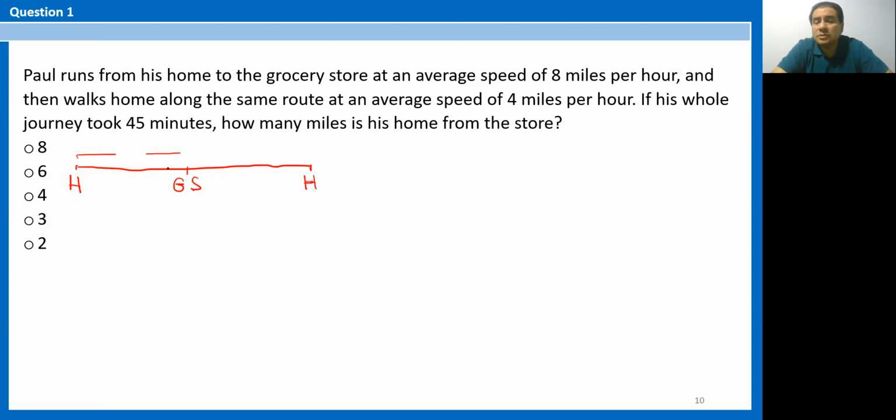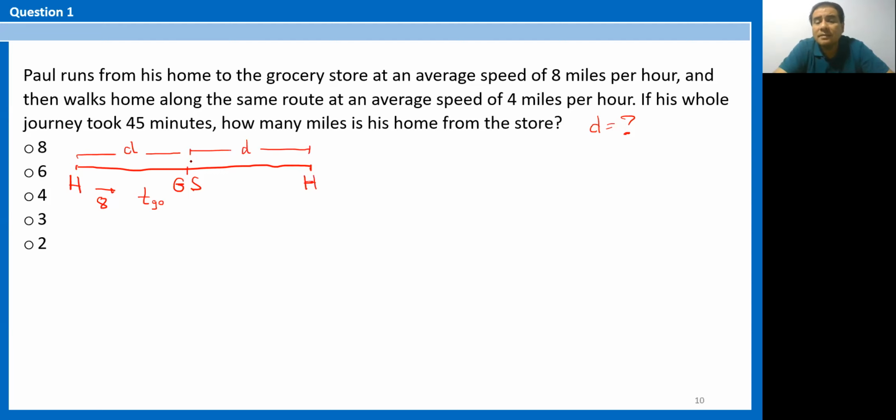Okay, so on the way to the grocery store, he had to cover a certain distance. We don't know. Actually, that is the distance we want to know, right? And he covered this using a speed of 8 miles per hour. He probably took a certain time. We don't know. We could just call it time for go. And from the grocery store to his home, he covered the same distance going back.